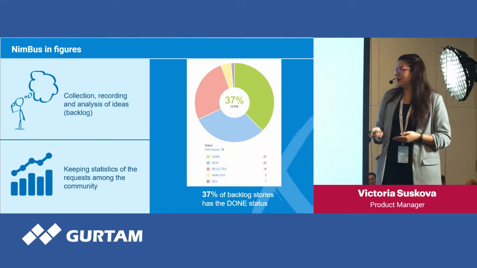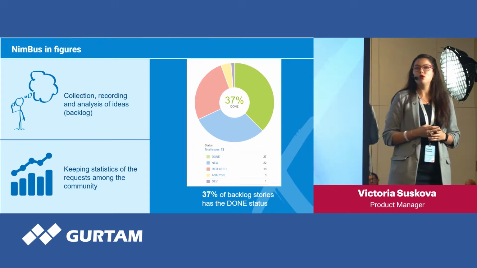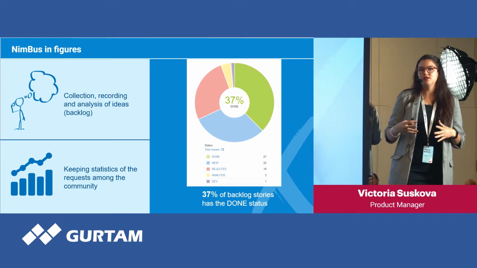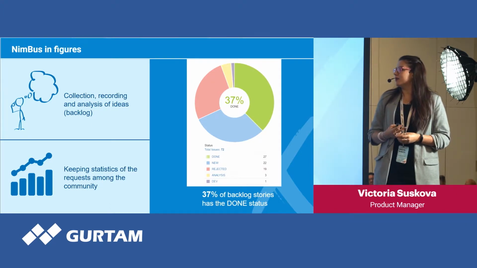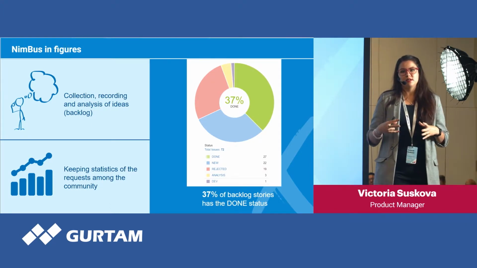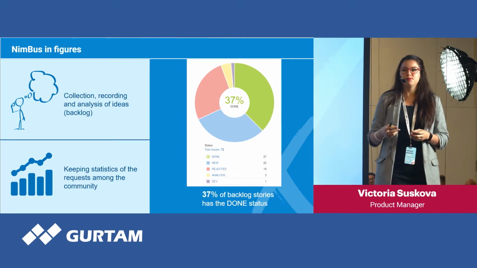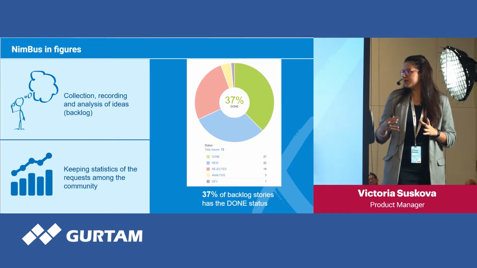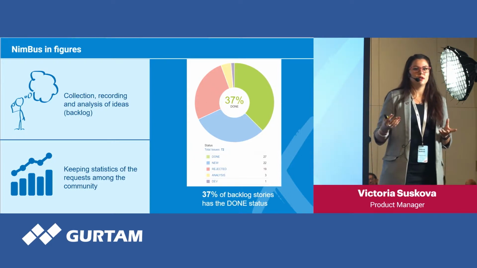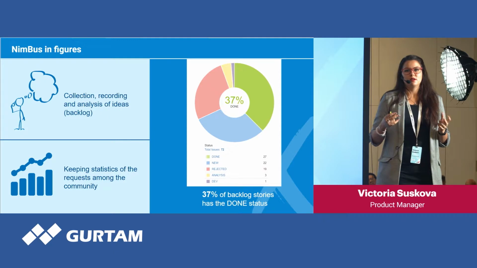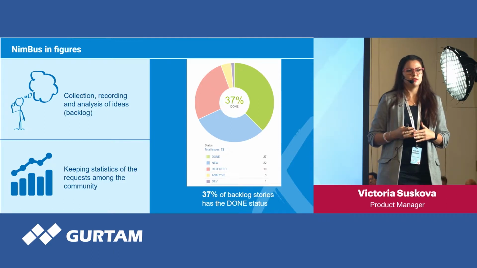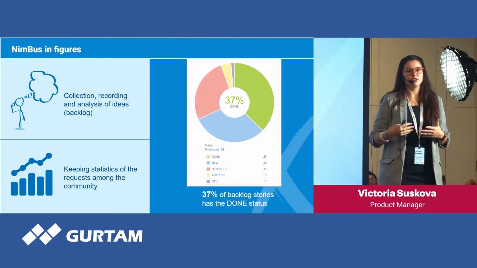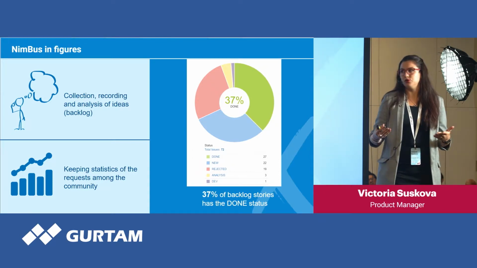So, here's the answer. First of all, all of your ideas are collected in a special list, which is called the backlog. And then we carefully analyze them. Also, we keep statistics on the popularity of the requests among the community. So we count how many votes you leave, and that is why we deliver only the functionality with the greatest value for the users, for all of you.